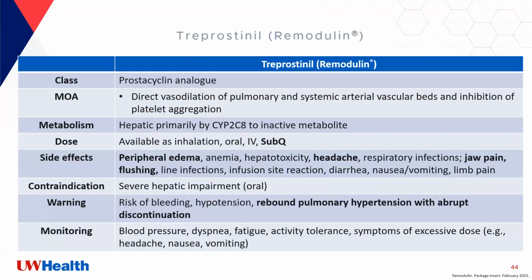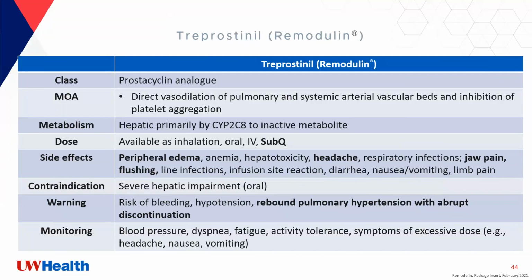As always, a little background on treprostinil. It is a prostacyclin analog, so it's a direct vasodilator of pulmonary and systemic arteries, but it also causes inhibition of platelet aggregation. It does have some hepatic metabolism as well. There are various dosage forms available, so it can be inhaled, oral therapy, IV, or sub-Q. Specifically for this study, sub-Q was used, but a lot of the time IV or sub-Q are commonly used for PAH patients. Some side effects include peripheral edema, headache, jaw pain, and flushing.